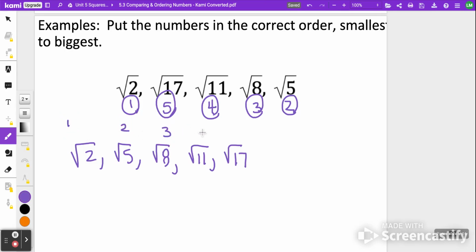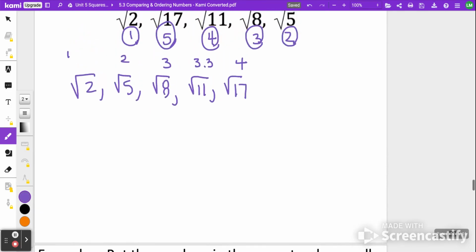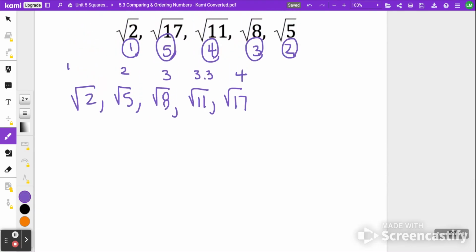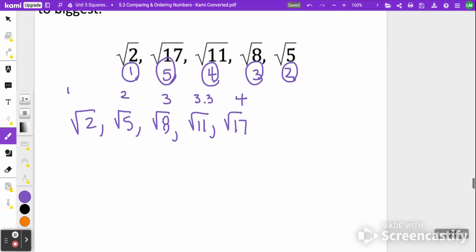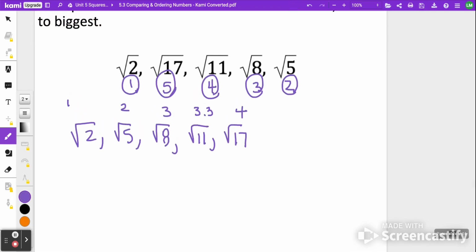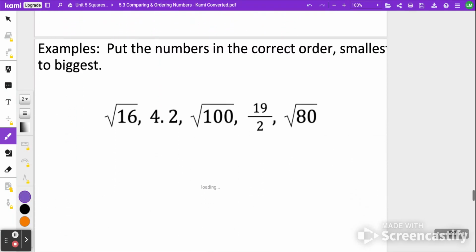This is 3. This one would be a little bit bigger than 3, like 3.3, and then this one would be closer to 4. Okay? The nice thing about this, since they were all in square root form, it's easier to compare them when they're all in the same format. So I wanted to show you this example just because you see a square root doesn't mean you always have to solve it.